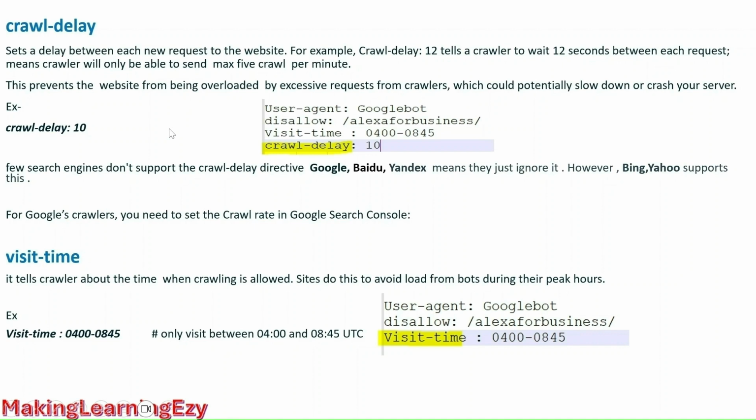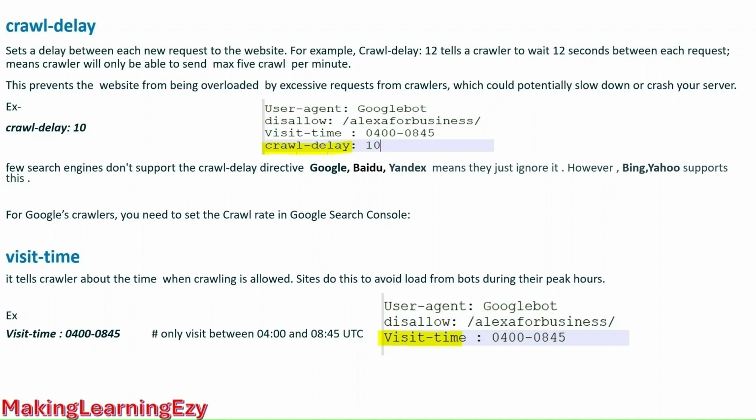So what it means is the crawler will only be able to send a maximum of 5 crawl requests per minute. The purpose of this crawl-delay is to prevent the website from being overloaded by excessive requests from the bot. Those excessive requests can slow down your application or even crash your server. So this directive you can use to control the rate of the crawling.